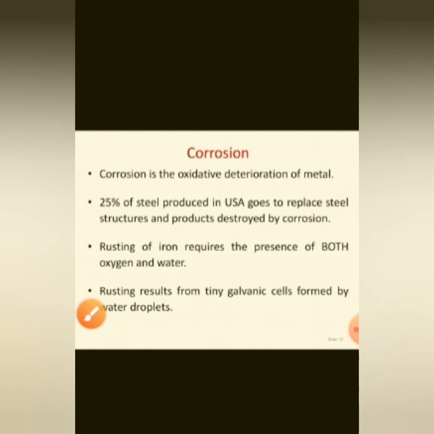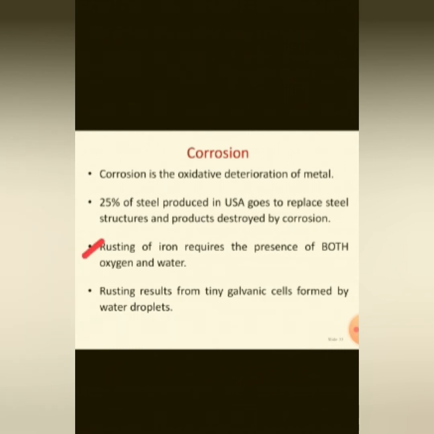The next and last topic of part two of electrochemistry is corrosion. Corrosion is the oxidative deterioration of metal. 25% of steel produced in USA goes to replace steel structures and products destroyed by corrosion.